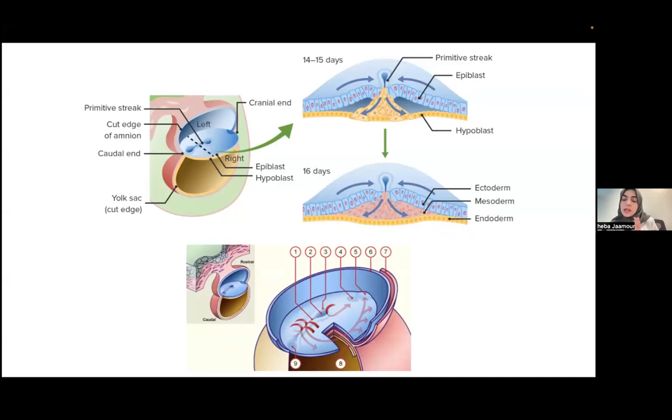And then at the very end, when this is done, the primitive streak, primitive node, and primitive pit degenerate. They do not exist anymore. They had one job and it's done and they have to degenerate, okay?